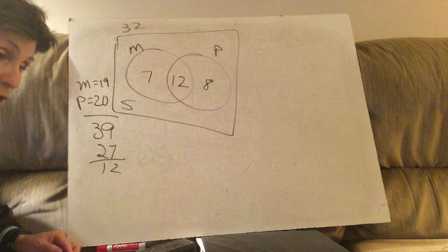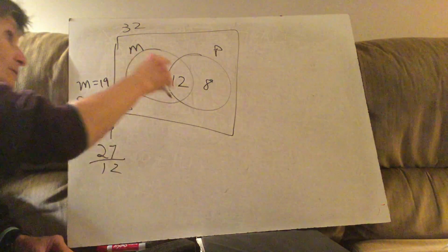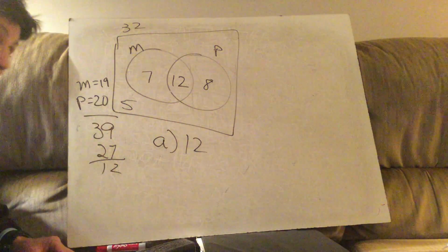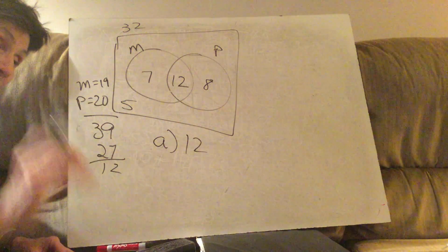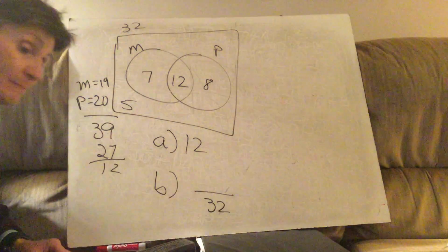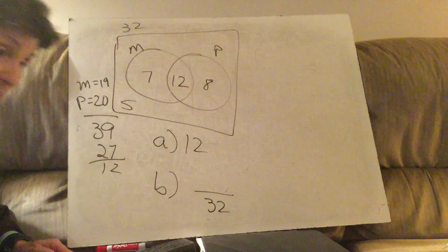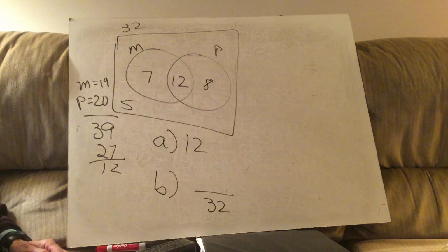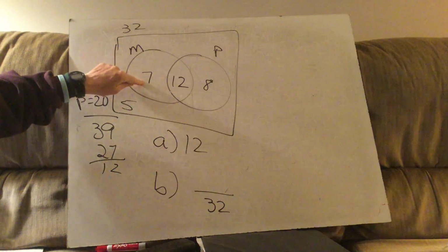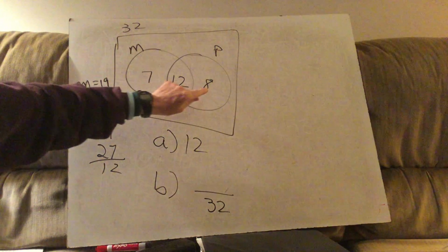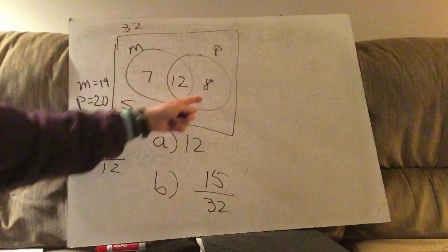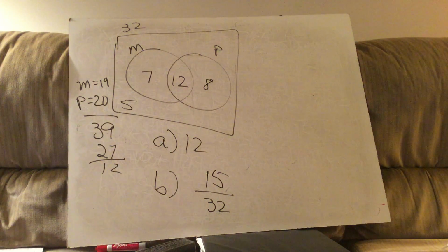How many students are doing both? 12. So the answer to A is 12. There are 12 kids doing both. If we pick a student at random, this is going to be a probability question. What is the probability that he is doing just one thing? So in other words, what's the probability he's either just listening to music or just playing ping pong? It has 15 of those kids. So 15 over 32.